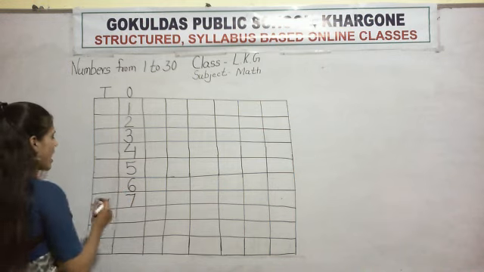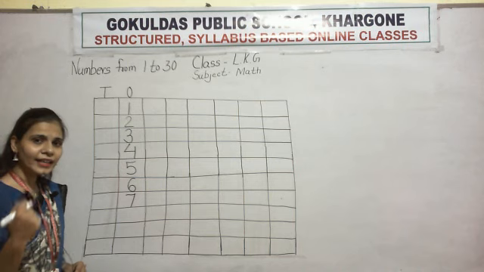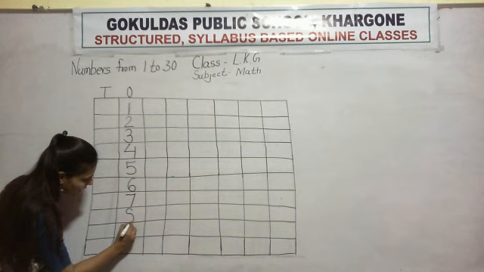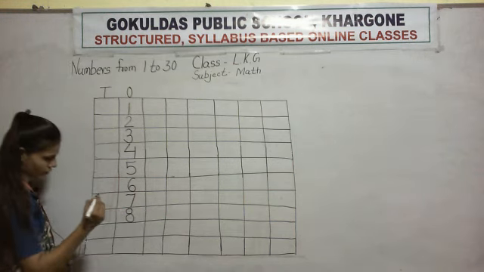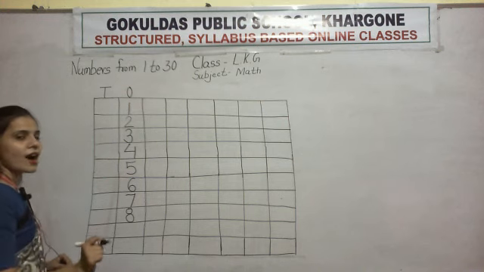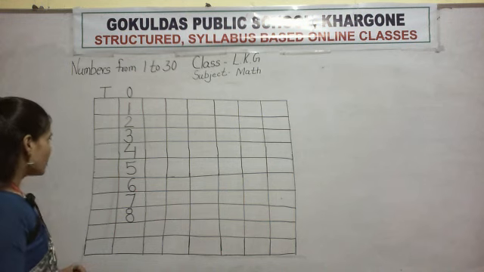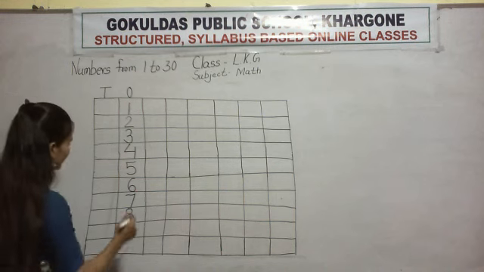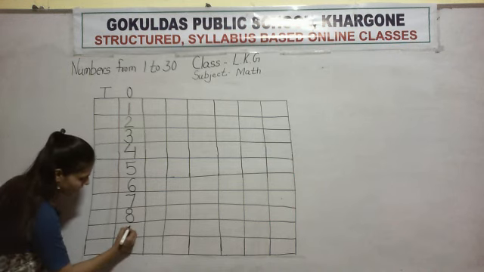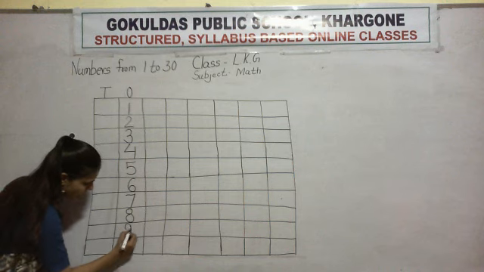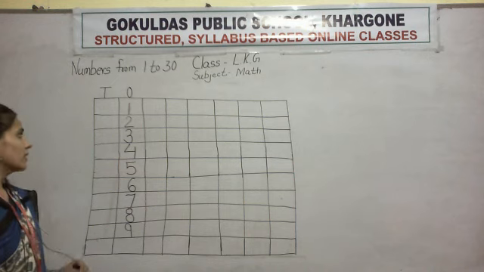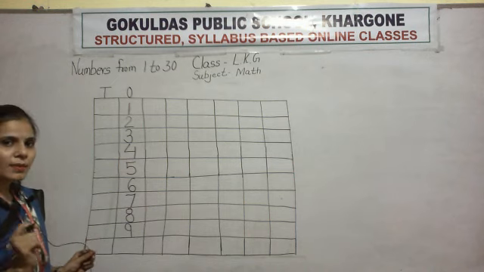Done? Okay. After number 7, number 8 will come. So here we write number 8. How to write number 8? Half curve and join the curve. This is number 8. Now after number 8, which number will come? After 8, number 9 will come. So, how to write number 9? We will write standing line and half curve. This is number 9.